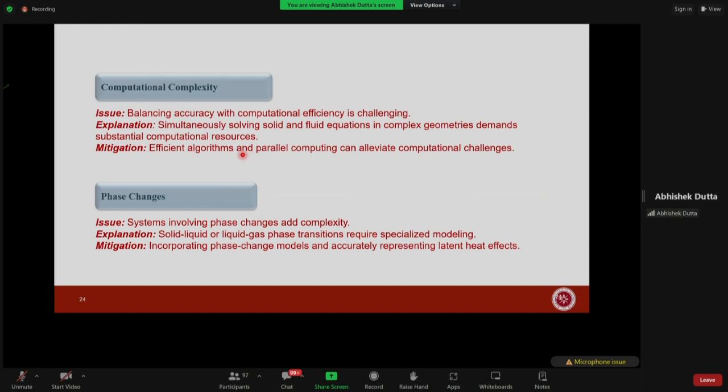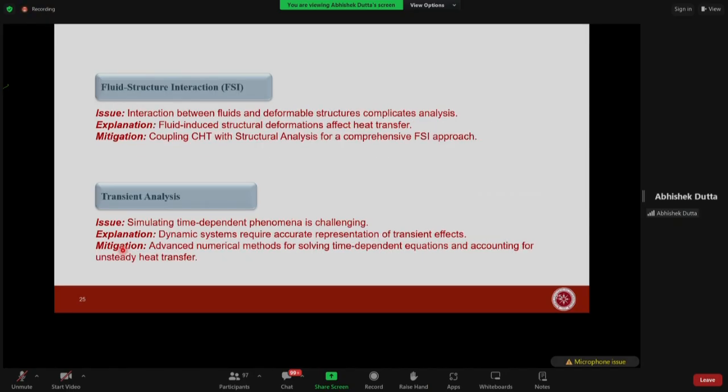Phase change, I didn't talk about that. Phase change is another issue where we can use phase change materials, PCMs, and these are actually adding complexity to the whole problem. One way, this is not the only way, one way of mitigating this problem is to accurately represent the latent heat effects. FSI I have already talked about.